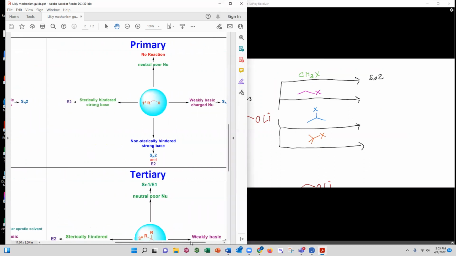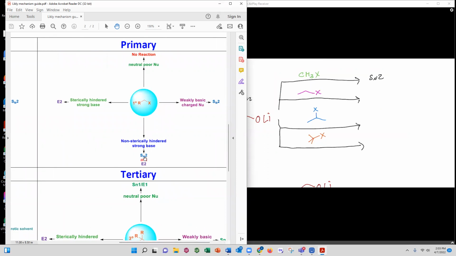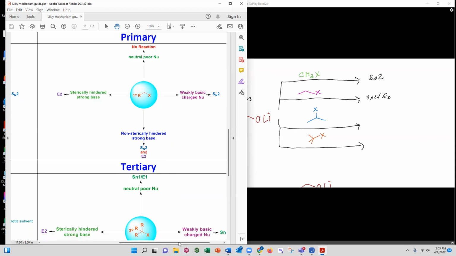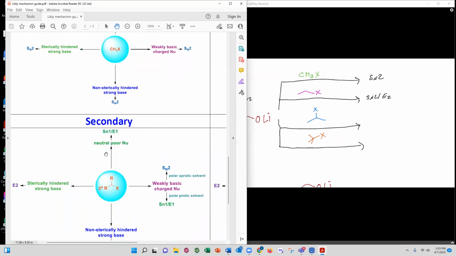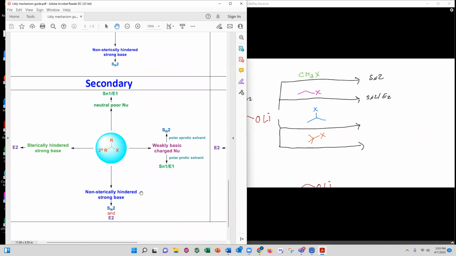Now we're going to take a look at our primary. Okay, we're going to see a combination of SN2 and E2. SN2, E2. Same thing we're going to see with our secondary substrate. Non-sterically hindered bases, we're going to see SN2 and E2.